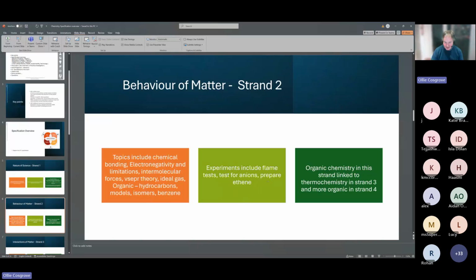So experiments in this section, which were also on the old course: flame tests, tests for anions, and preparing ethene. And this is just like a taster of organic chemistry. There's also more organic chemistry in the guise of thermochemistry in strand 3, and then even more organic chemistry, different families, aldehydes, esters, and so on, making soap in strand 4. So it's all linked up. I know we're slicing and dicing it here just to try and give you an overview, but these things are all linked up, and they want us to link them up.